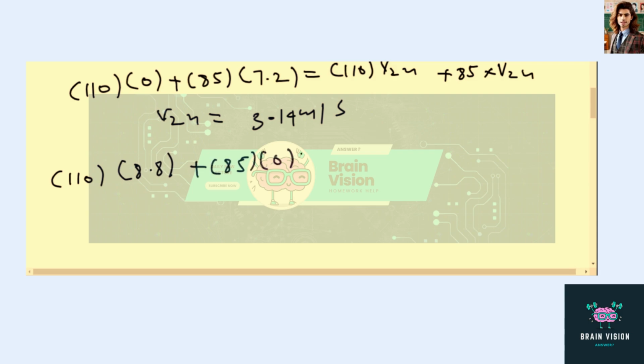And also, we substitute values in equation 2b, then we have 110 into 8.8 plus 85 into 0. Well, that is equal to 110 times V2y plus 85 times V2y, right? And V2y is equal to 4.96 meter per second, right?